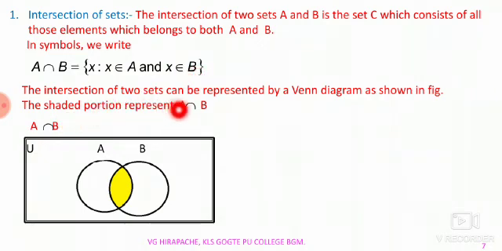The intersection of two sets can be represented by a Venn diagram as shown in the figure. The shaded portion represents A intersection B. The rectangle is called the universal set, and circles A and B are called the subsets of the universal set. The intersection of A and B, denoted by A intersection B, is the shaded portion. The yellow portion represents the common elements which are in A and B. Such a set is called the intersection of the given two sets.